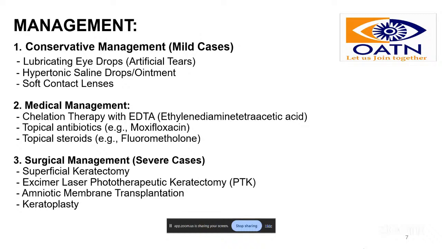Then after that, EDTA is applied to the patient. It is left for some time until it binds to the calcium, which loosens it. After that, it is scraped off with a knife and irrigated with the debris to remove the excess calcium deposits there.